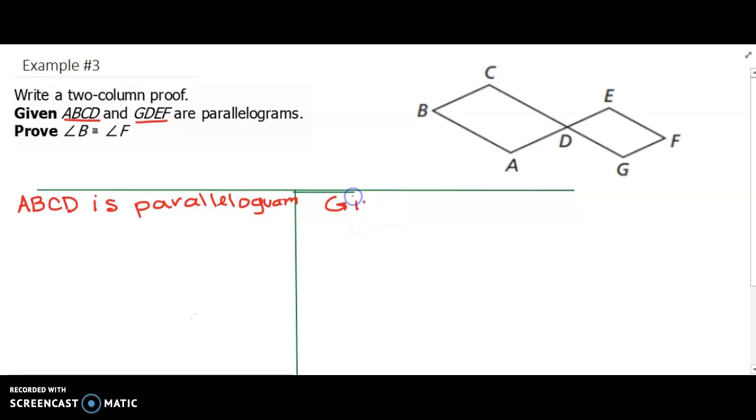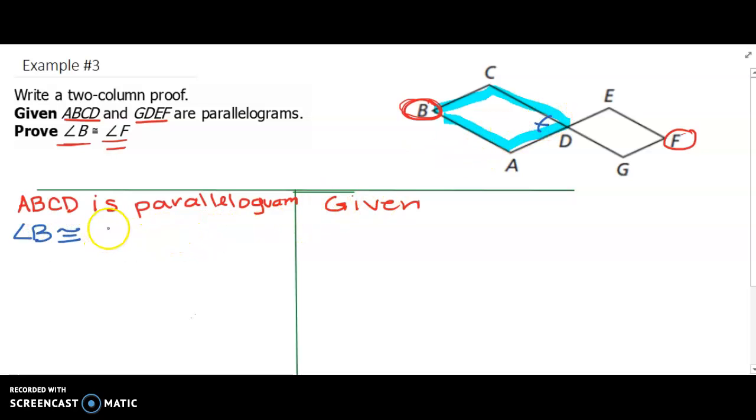Okay, that's given. So if ABCD is a parallelogram, here's ABCD. And I eventually want to know B and F are congruent. So if this is a parallelogram, what do I know about angle B? Well, I know that angle B has to be congruent to angle CDA by the parallelogram opposite angles theorem.